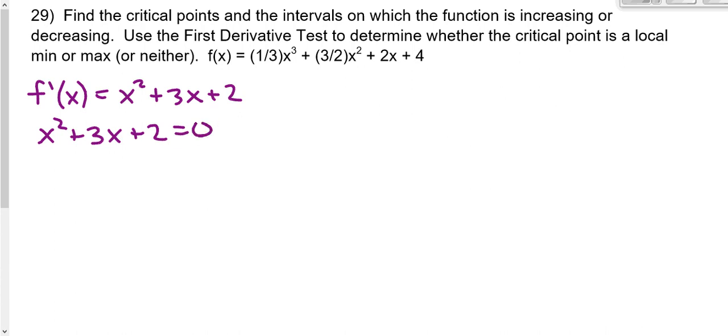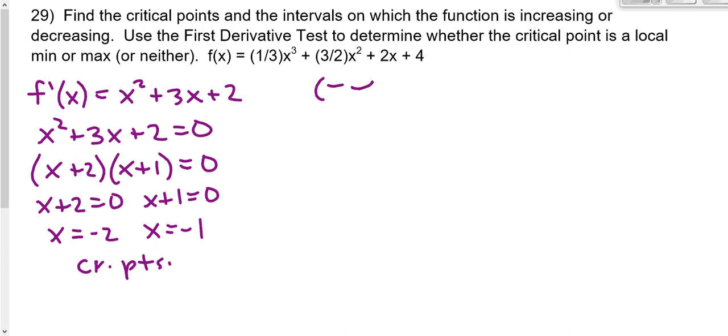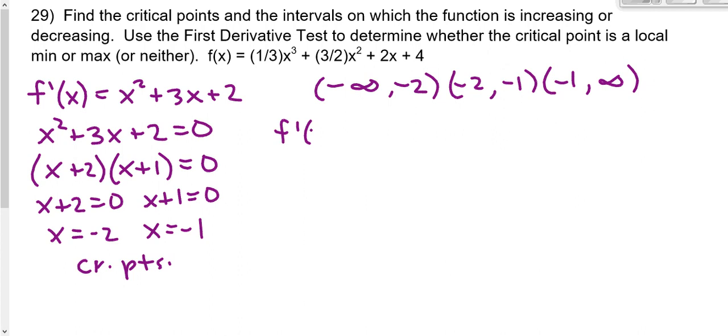And I believe that one is factorable, so we can factor it into x plus 2 times x plus 1, set each factor equal to 0, and solve each one. And we get x equals -2, or x equals -1, and those are the critical points. So now let's make the intervals. So we have the interval from -infinity to -2, the interval from -2 to -1, and the interval from -1 to infinity. We want to see what the derivative is doing in each interval.